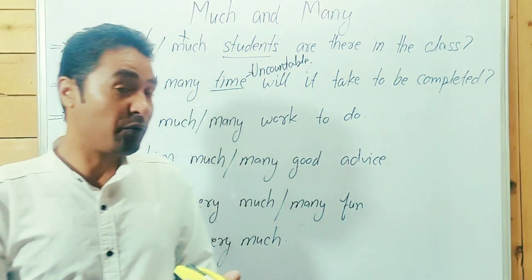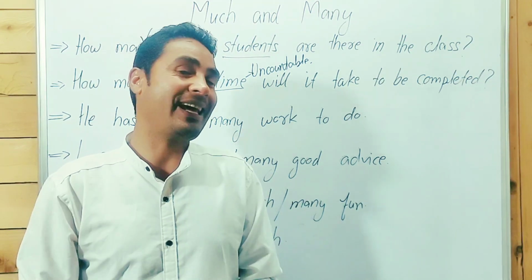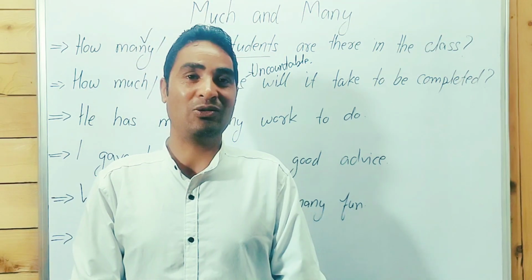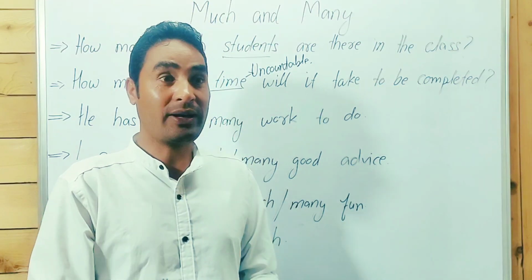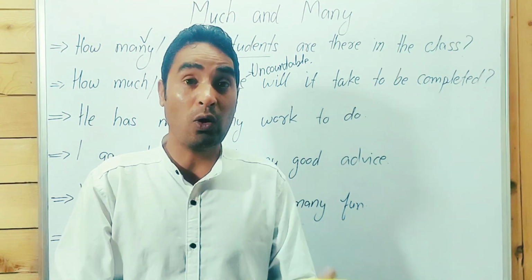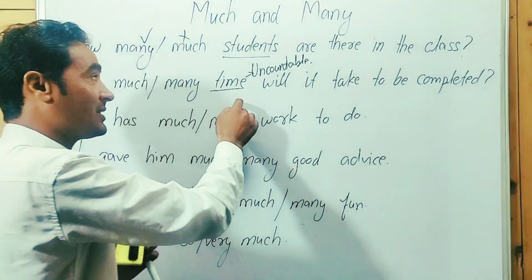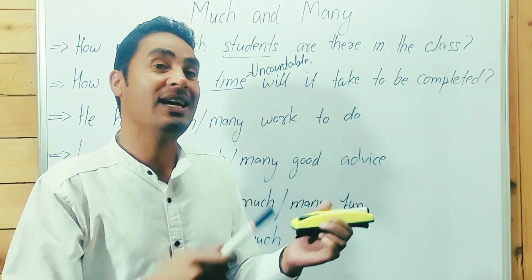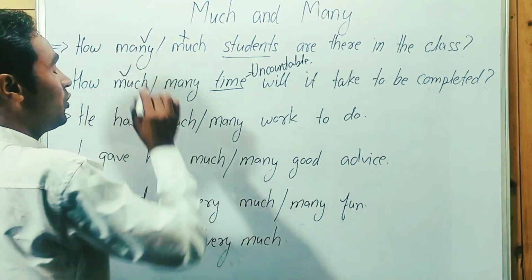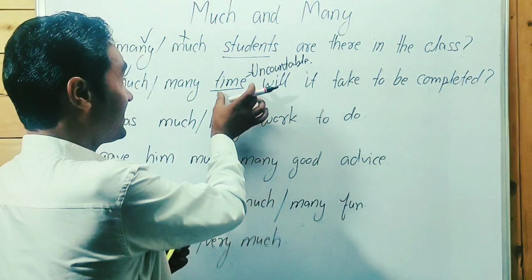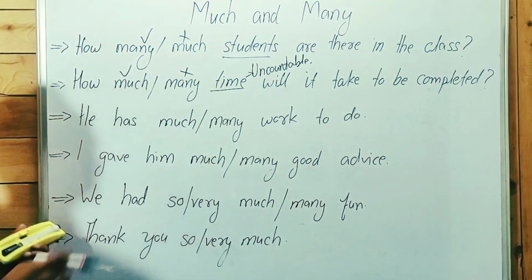But when we use time as a countable noun, one time, two times, how many times did I tell you? Don't do this, don't do that. You don't listen to me. How many times did I tell you? Always read, study hard, work hard. How many times did I tell you? When we talk about how many times, in the plural, times is a countable noun. With a countable noun we can use many, but in the earlier sentence time is an uncountable noun, so we have to use much, not many.